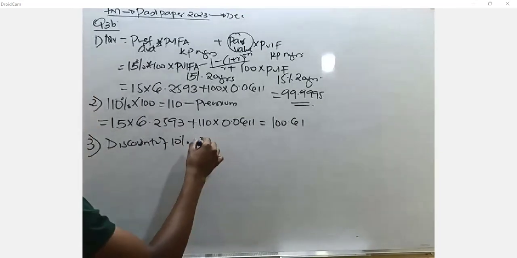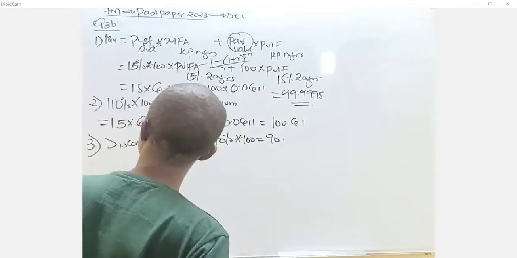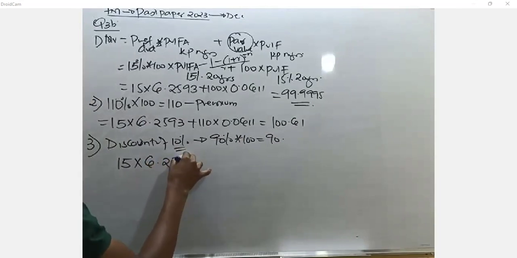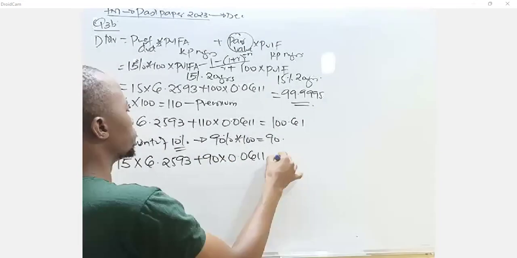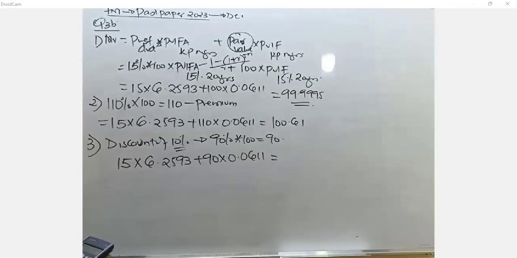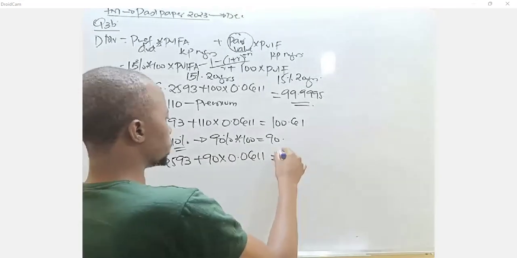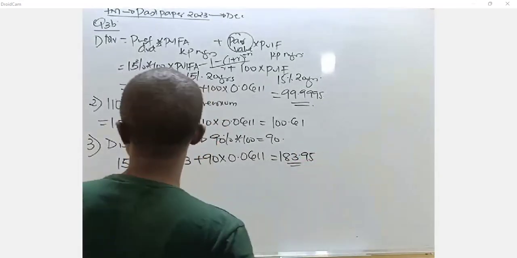Then number three, the examiner is talking about a discount of 10%. A discount means you're giving a discount, so they are paying at 90% over 100, getting 90. So in this case, we are going to be taking our preferred dividends, which is 15, times 6.2593, right? Plus 90 now, times 0.0611. How much is this? 15 times 6.2593 plus 90 times 0.0611. We are getting 183. It was a very small and simple requirement there. That is part C.